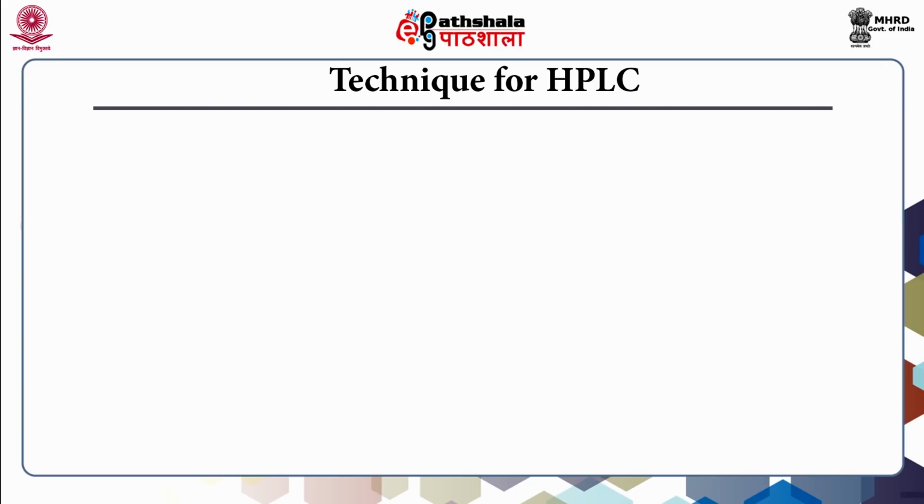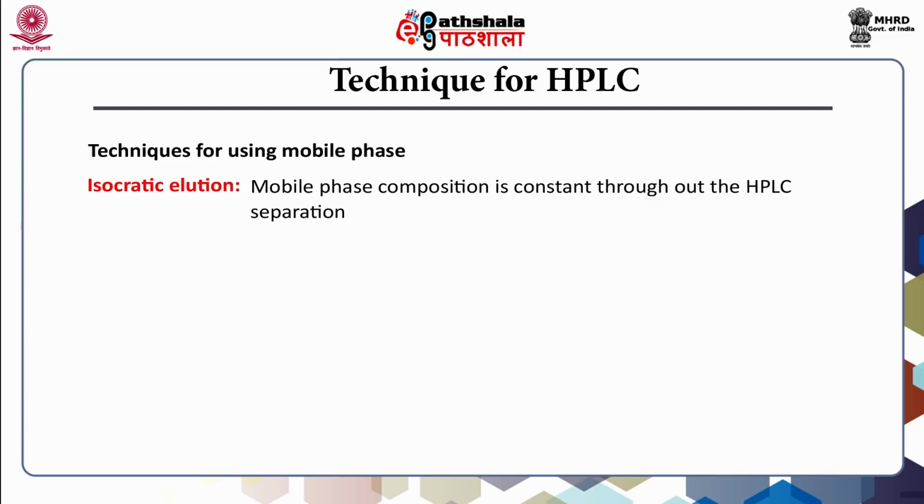Basically, the techniques based upon the mobile phase are of two kinds. The first technique is the isocratic elution. Isocratic elution means the mobile phase composition is constant throughout the HPLC separation. That means the composition will not change. We will use one particular solution continuously throughout the HPLC experiment. So, what are the advantages of such isocratic elution?